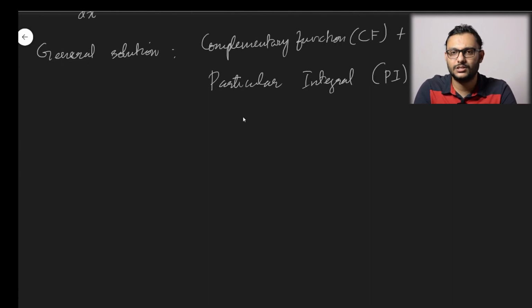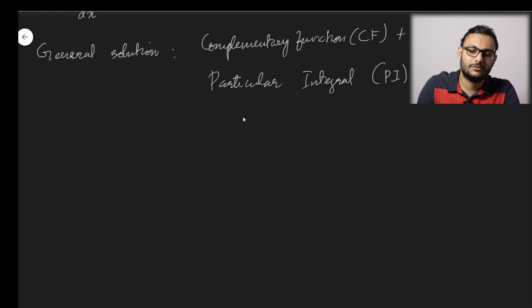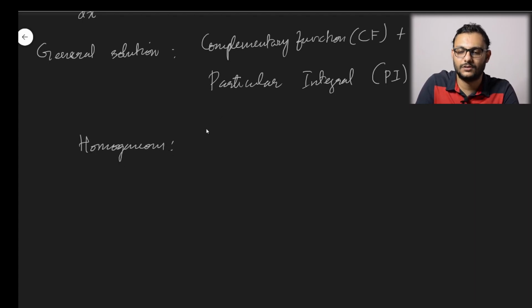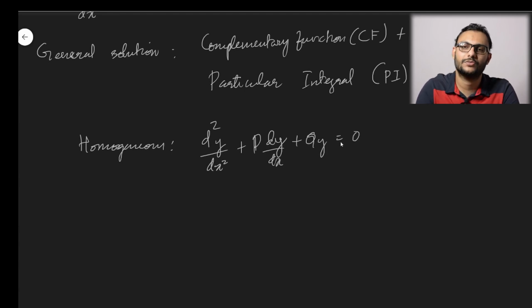What do you mean by the homogeneous part of the differential equation? This is nothing but the RHS equal to 0. So, the homogeneous part of the above differential equation is given by d square y by dx square plus p into dy by dx plus q into y is equal to 0. This is the homogeneous part of the given linear second order differential equation. Now, we have to form an auxiliary equation with this homogeneous part.